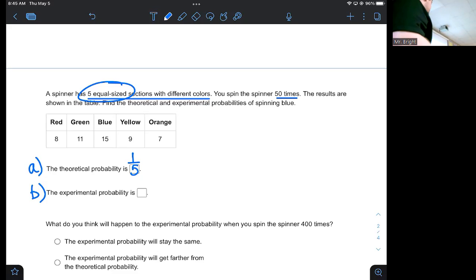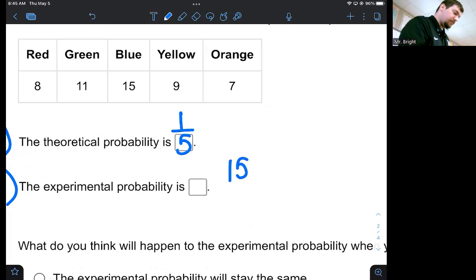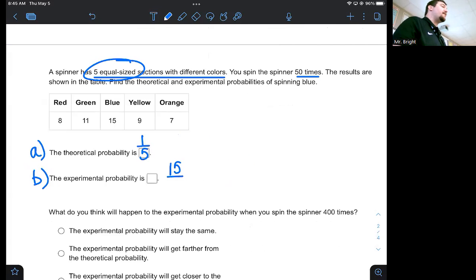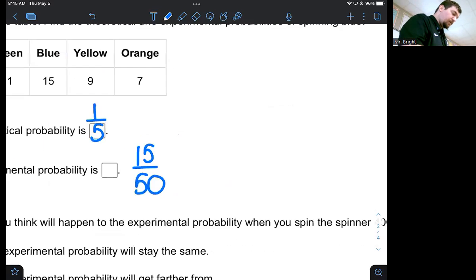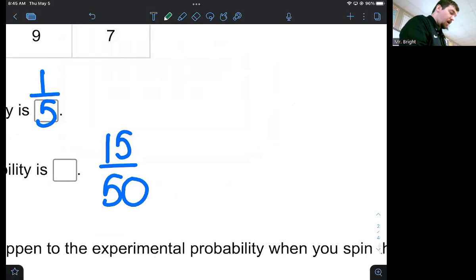Okay, so when we look at this, how many times did they spin blue? 15 times? Out of how many? 50. You could add them all up, but if you just read the instructions, they tell you that the spinner was spun 50 times, right? So 15 out of 50. That's the experimental probability. Now, what would that reduce by? 5. Okay. Andrea, how many times does 5 go into 15?